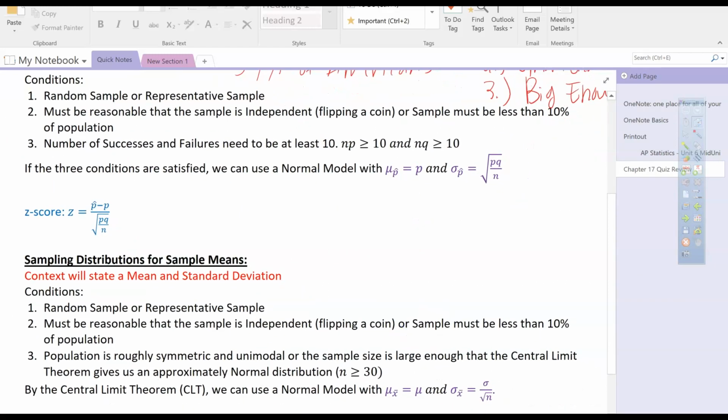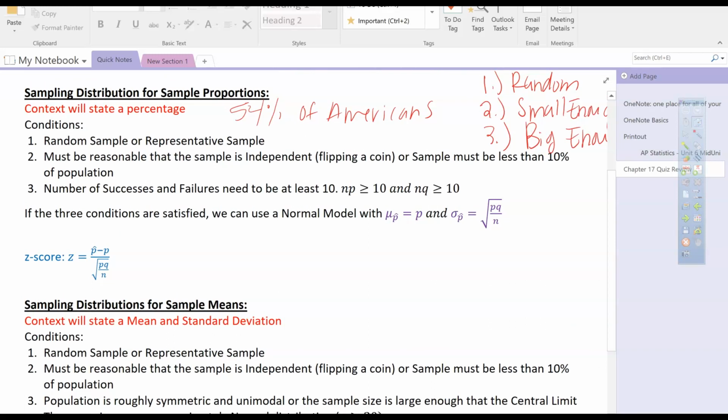And then if the three conditions are satisfied for the sample proportions, then we can use a normal model with mu of p hat equal to p, and then sigma of p hat equal to the square root of pq over n. And you guys need to know how to calculate these on the quiz tomorrow. It'll say, what is the mean and standard deviation for the sample proportion or whatever.